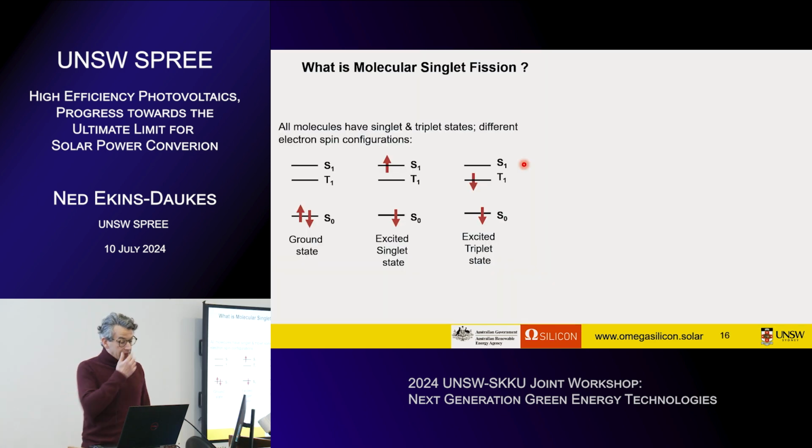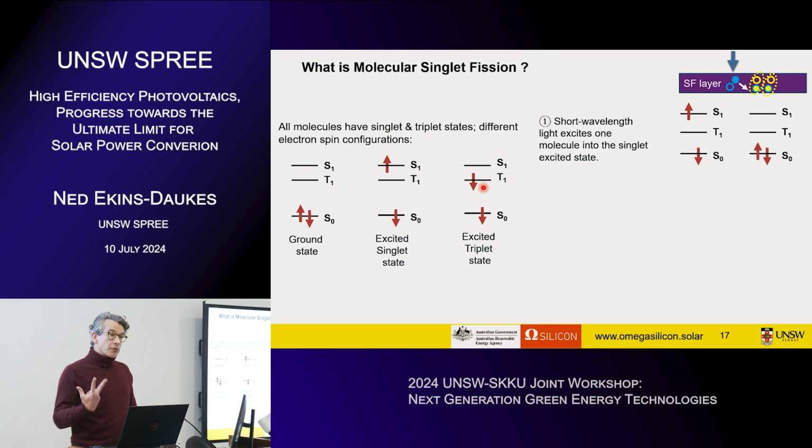Very briefly, because I think I'm out of time, how on earth does this work? If we look at how molecules are configured, molecules have a ground state, but then depending on the spin configuration of the electron in the excited state, you either have a singlet state or triplet state. When we absorb light in a molecule, we'll just excite an electron and the spin of that electron won't change. So that means it goes into its singlet state, which is always higher energy than the triplet state.